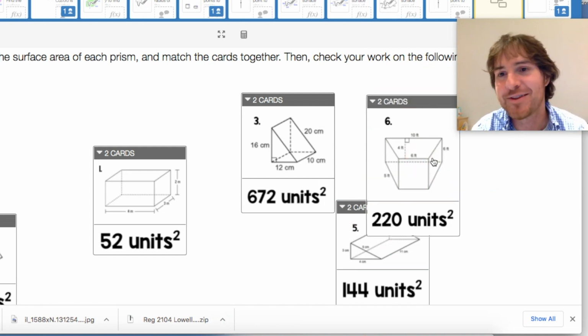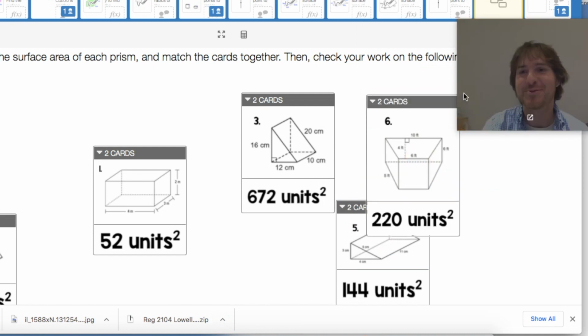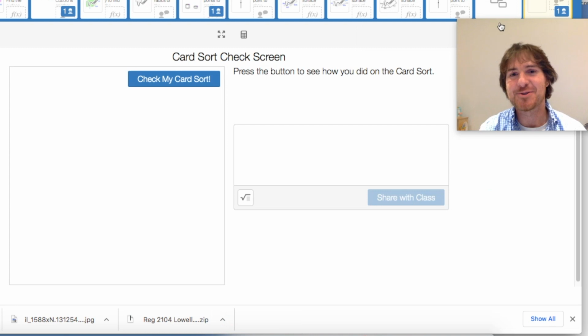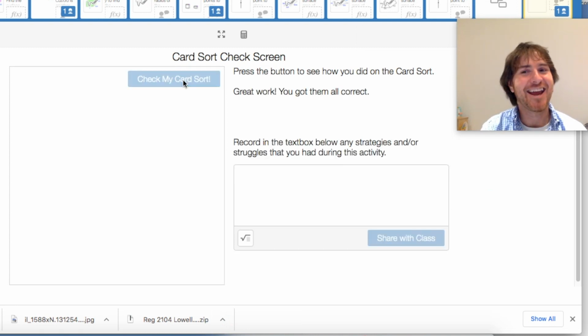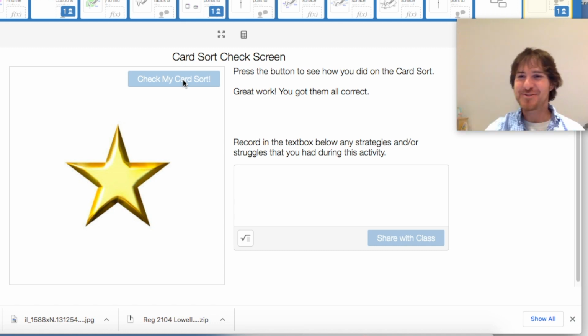Sticking them together, 220. There we go. I'm just putting it there. Saving me some work. This is a trapezoidal prism. And I'm going to go ahead and do the card sort here. Check my card sort, see how we did. Hey, I earned myself a gold star. Very good. Hopefully you earn yourself a gold star. If not, write it down.